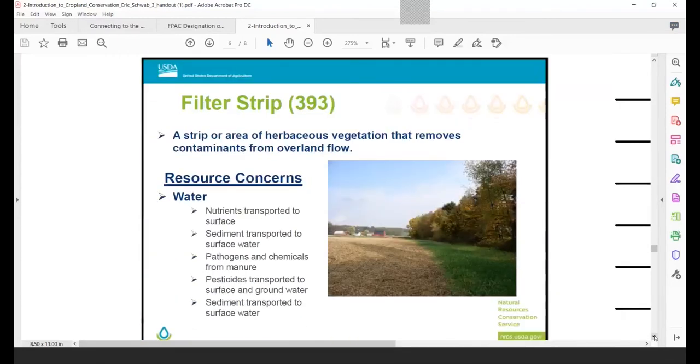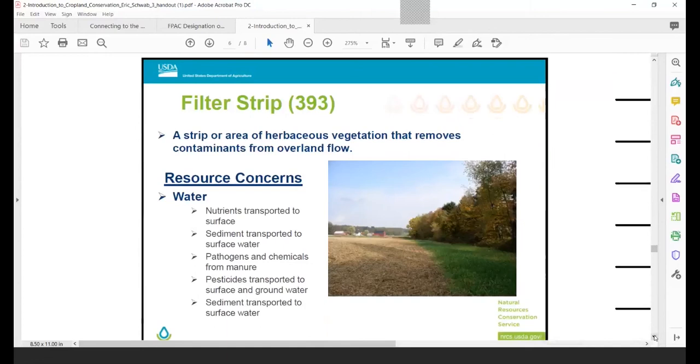Filter strips. A filter strip is a strip of herbaceous vegetation that removes contaminants from overland flow. So what we need to remember about a filter strip, if it's going to remove contaminants from overland flow, is that it has to be on the downhill side of the field. We wouldn't put a filter strip on the upper side of a field, if that makes sense.